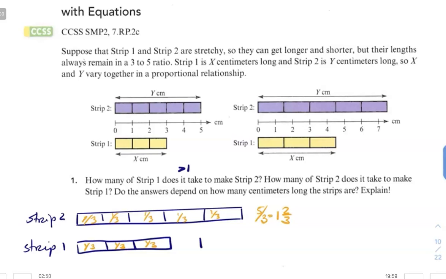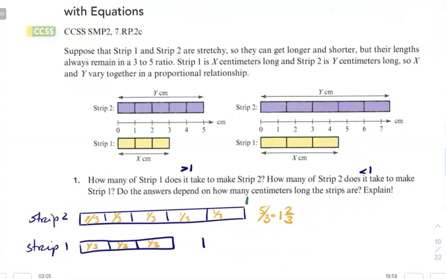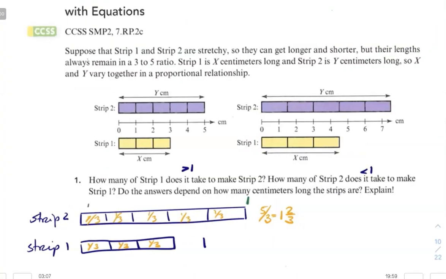What happens if we are looking the other way? How many strip 2s does it take to make strip 1? Is that going to be greater than 1 or less than 1? It's going to be less than 1. Notice we're switching the whole here. Now we have one strip 2, so each of these is going to be a 5th, because there are 5 of them to fill the whole, to fill the one. So all the rectangles are a 5th, and we would need 3/5 of strip 2 to make strip 1.